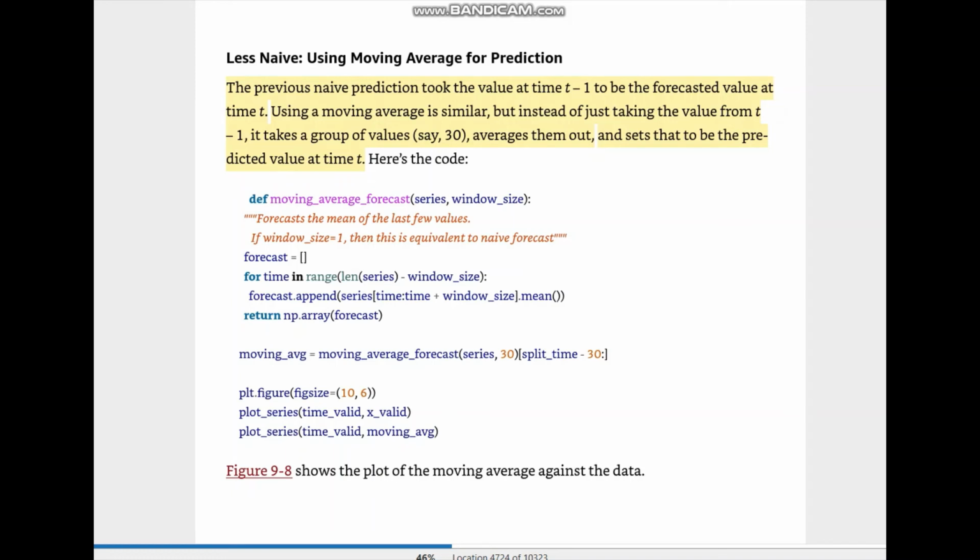So here's a function for that which takes in the series and the window size. The window is the number of values in the series that we want to take as the average. We'll take a window size.